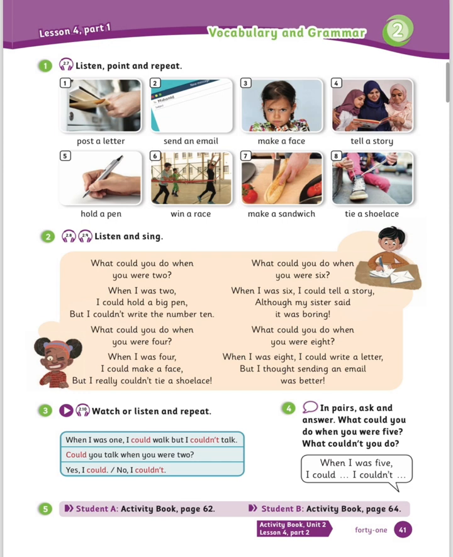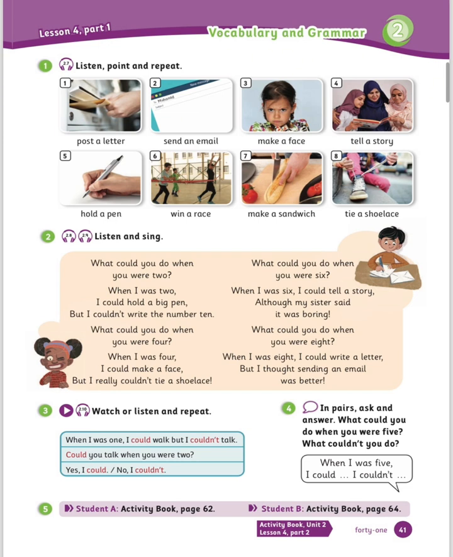Exercise number 3. Watch or listen and repeat. Man said, when I was 1, I could walk, but I couldn't talk. Woman said, could you talk when you were 2? Man said, yes, I could. No, I couldn't.